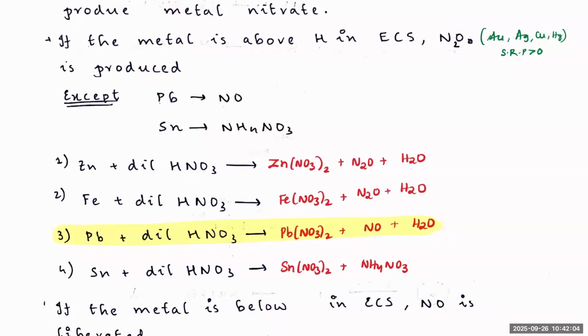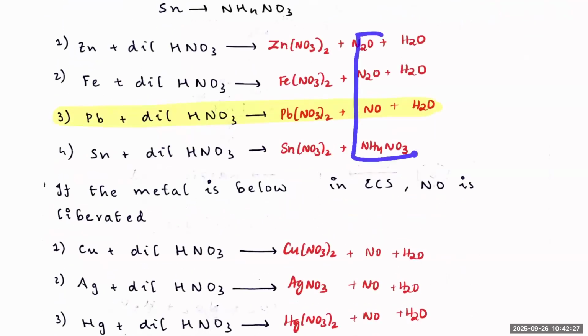That means anything which has a negative reduction potential, for example zinc, nickel, cobalt, iron, everything. These have negative reduction potential. So when they react with dilute nitric acid, they usually release N2O gas. But out of that, lead is the only exception. Although it has a negative reduction potential, it would give NO gas instead.